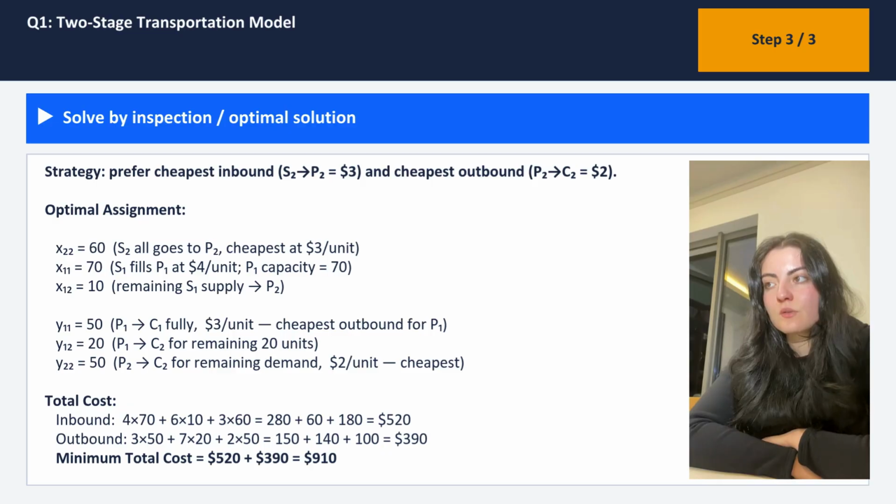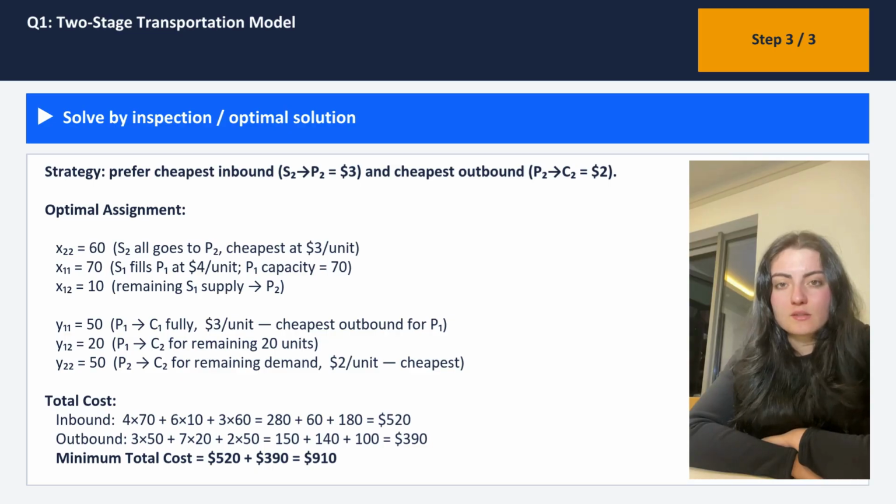Based on that logic, the solution sends all 60 units from supplier 2 to plant 2. Supplier 1 mainly fills plant 1 and sends the remaining 10 units to plant 2. On the outbound side, plant 1 serves customer 1 fully and sends the remaining amount to customer 2, while plant 2 covers the remaining demand of customer 2. After calculating inbound and outbound costs separately, the minimum total cost becomes $910. So the key idea in this question is that the cheapest solution is not decided route by route alone.